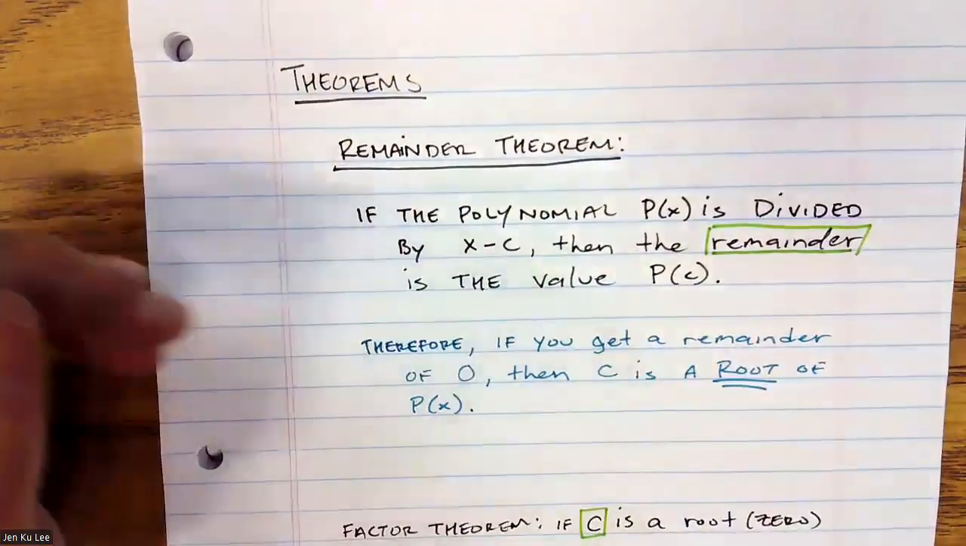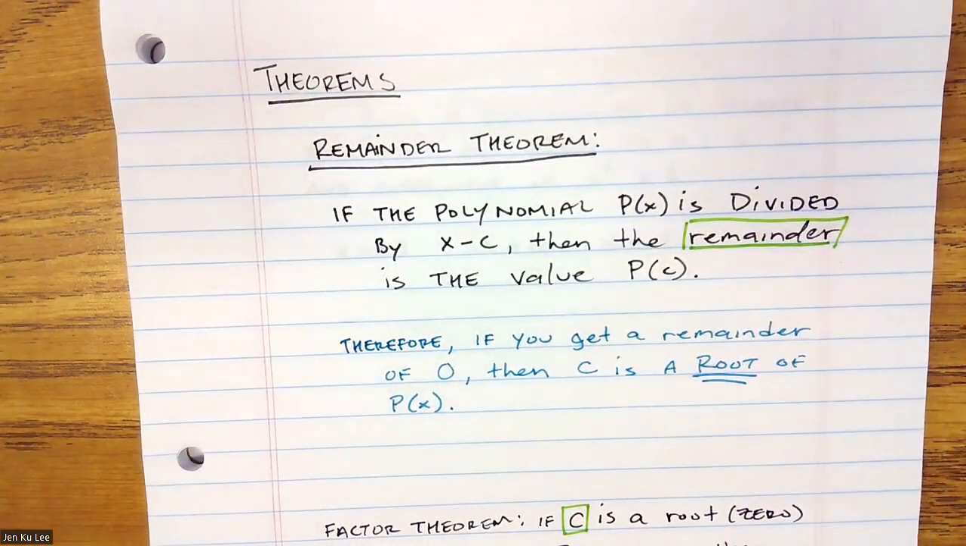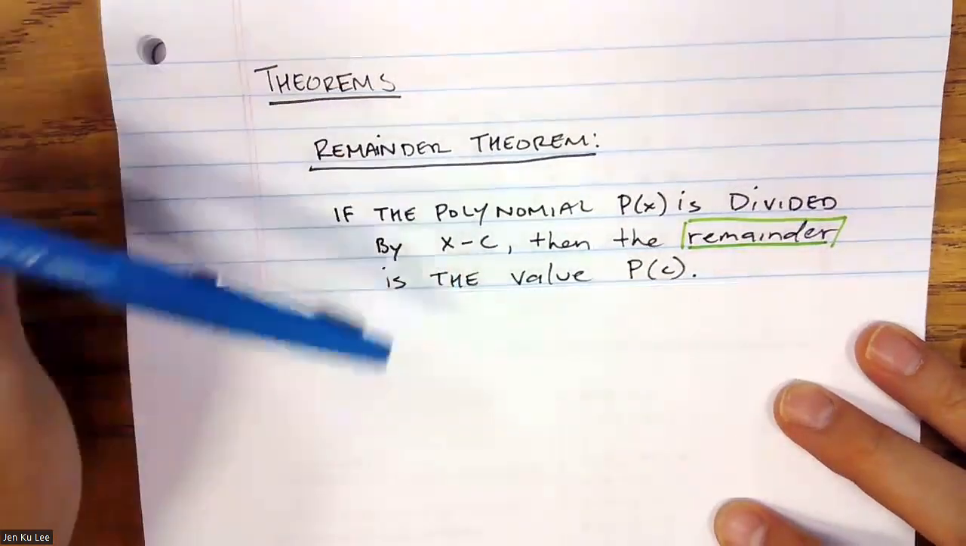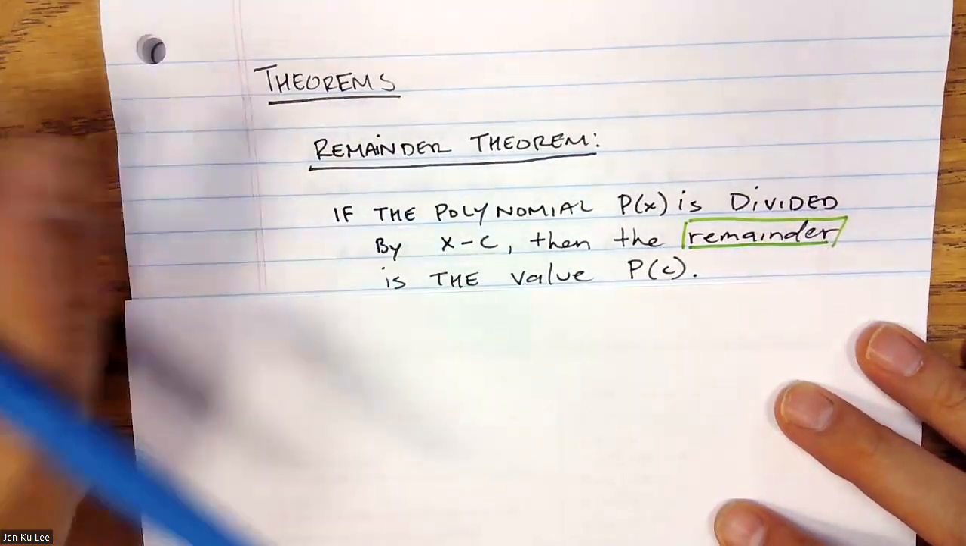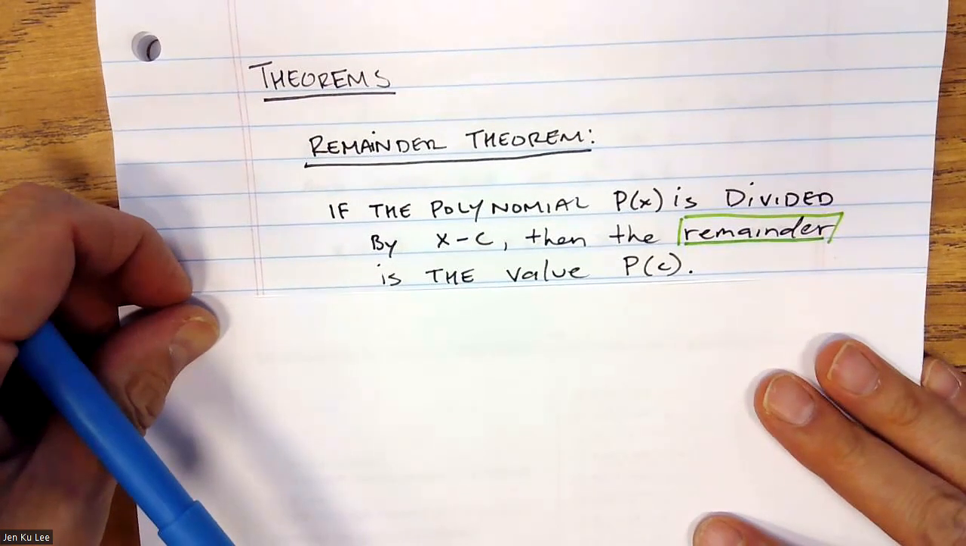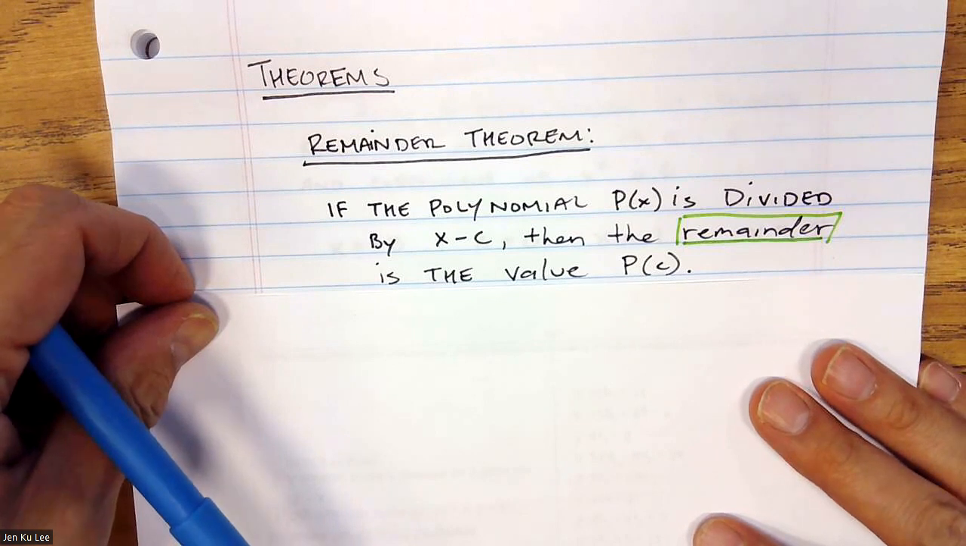And there are some theorems that we have to cover. The remainder theorem says that if the polynomial is divided by x minus c, then whatever the remainder is is the value of p of c.